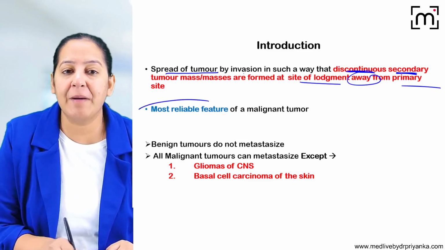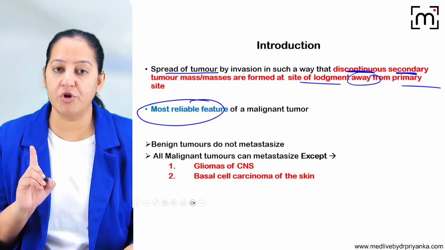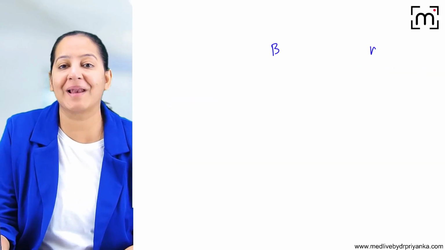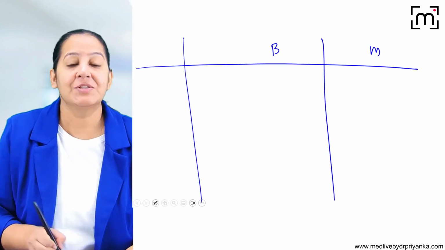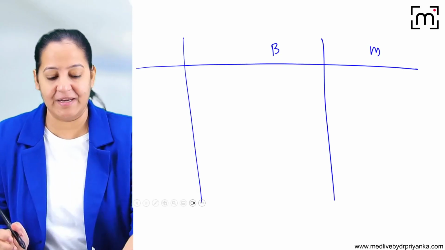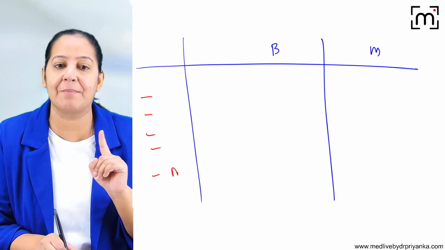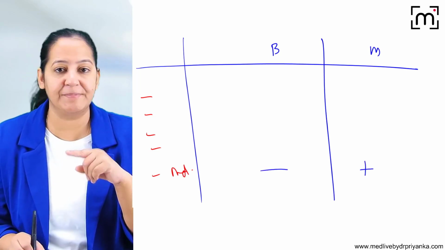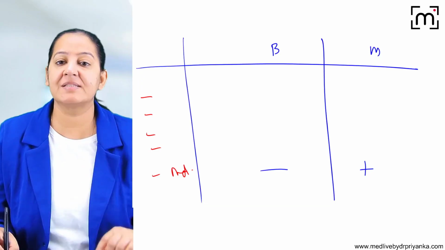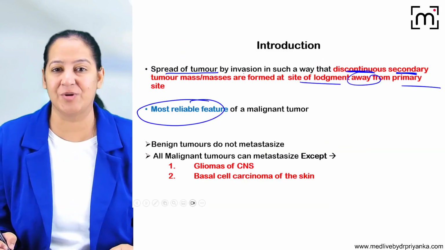It is the most reliable sign or feature of malignancy. I hope you have watched my video on benign versus malignant tumor. There is a video on that. If you have not watched, please watch that. So how to differentiate a benign tumor from a malignant tumor? There are 5 ways to differentiate, but the most important is the metastasis. If metastasis is present, it has to be malignant. If it is absent, it has to be benign. So metastasis is the most reliable sign to differentiate a benign tumor from a malignant tumor.